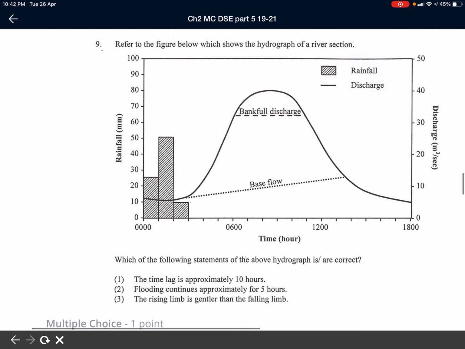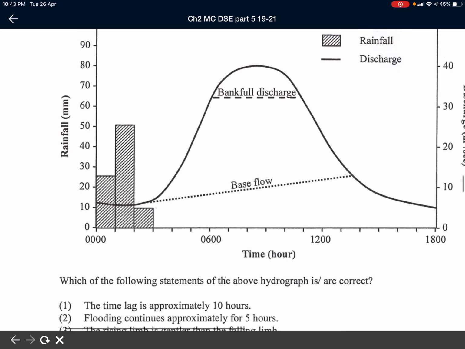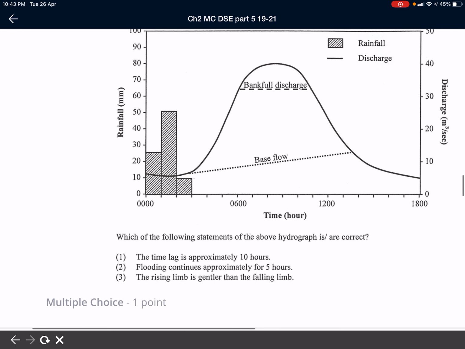And how about number 2? The flooding continues around 5 hours. Is it right? I don't think so. Wait a minute. Yeah, backflow discharge, I mixed it up. Sorry. For the backflow discharge, you can see it's 6 o'clock and then ends around 11 o'clock. So it should be 5 hours.